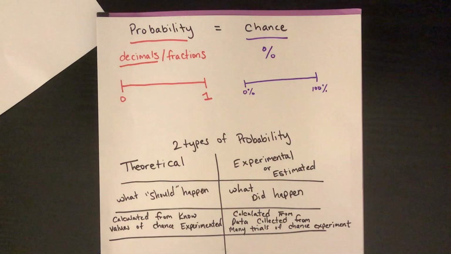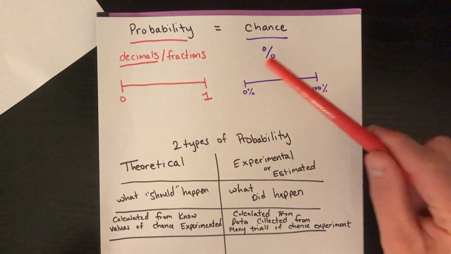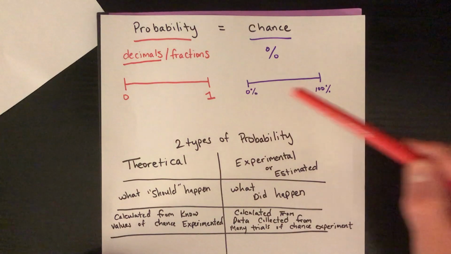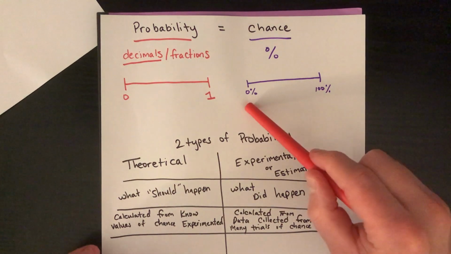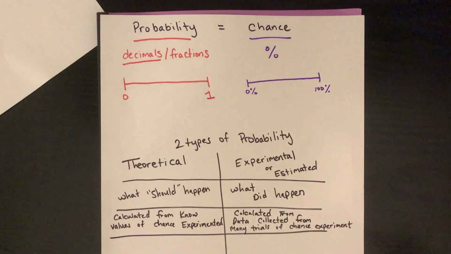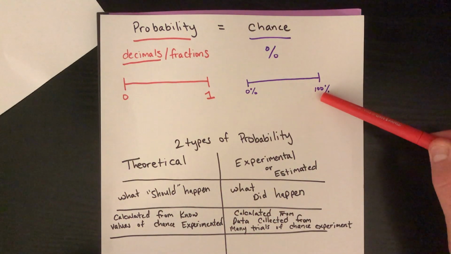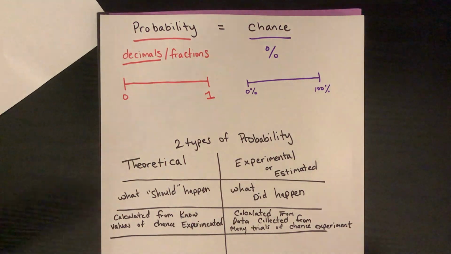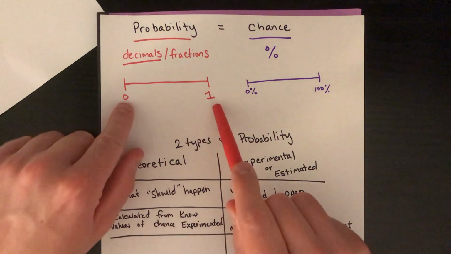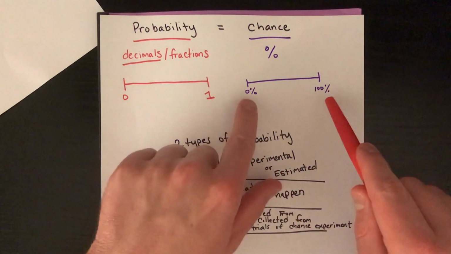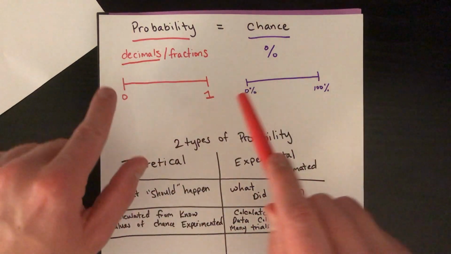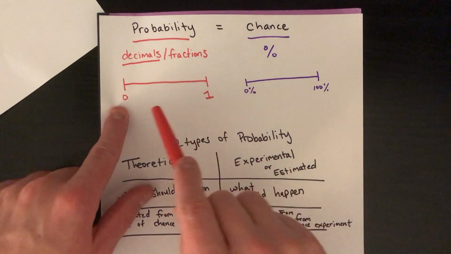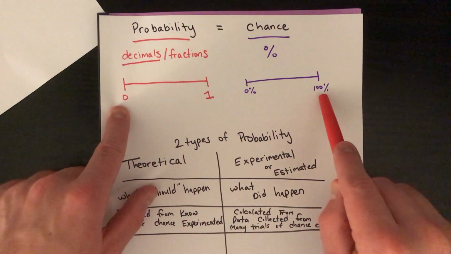All right, so chance we know goes from 0% to 100%, right? If you say something has a 0% chance of happening, that means it's absolutely impossible. There's no way it can happen, right? And if you say something has a 100% chance of happening, that means it's for sure going to happen. It's an absolute chance, or it's certain to happen. Well, probability works the exact same way, but just think of these numbers converted to decimals. So 0% is 0 and 100% is 1.